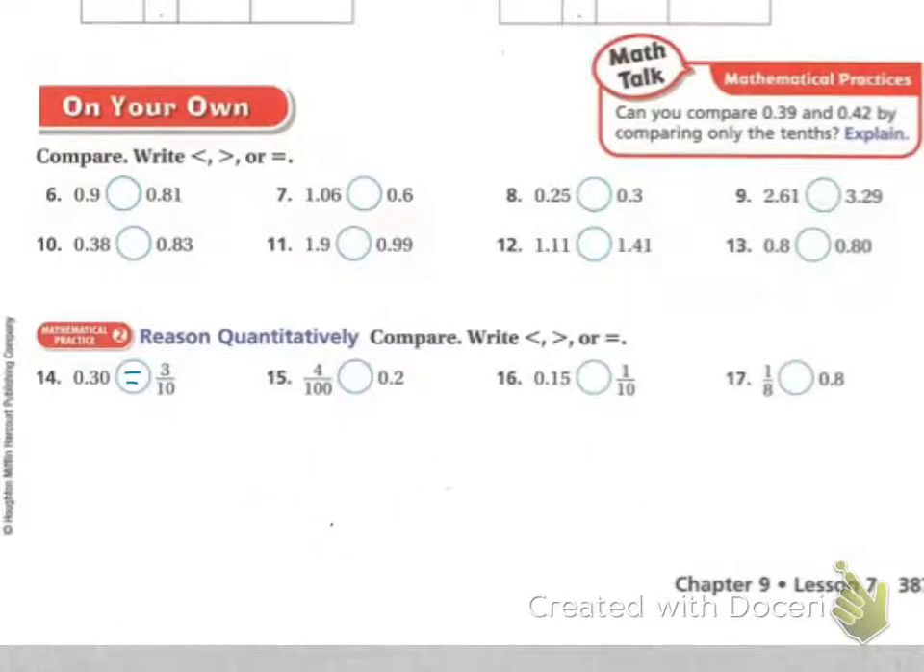Okay, looking at number 16, we have 15 hundredths. And we have 1/10. Now, we can do the opposite of that little trick I showed you before. We can add a 0 to both the numerator and denominator, and it's still an equivalent fraction. So now we've got 15 hundredths and 10 hundredths, so you should be able to compare those.